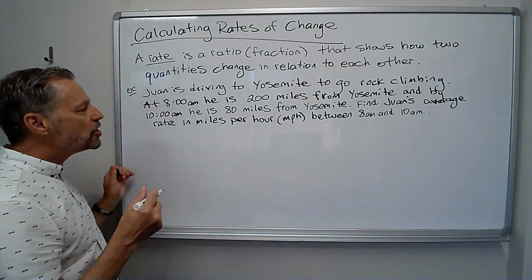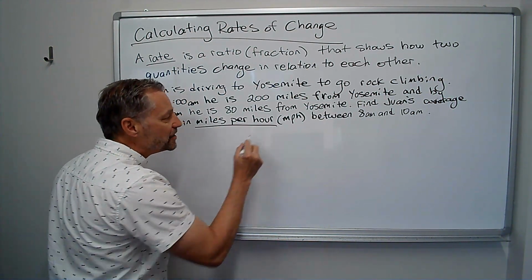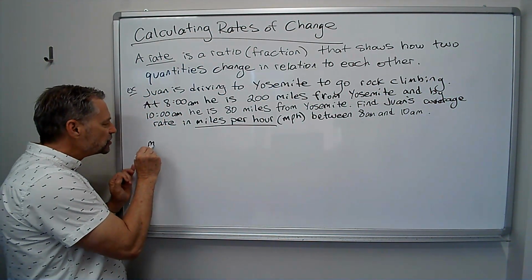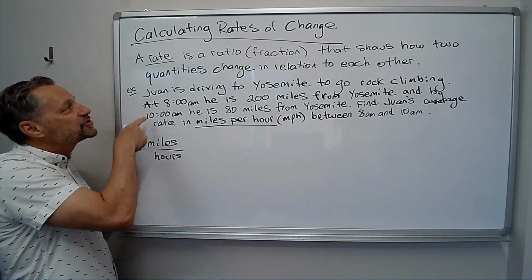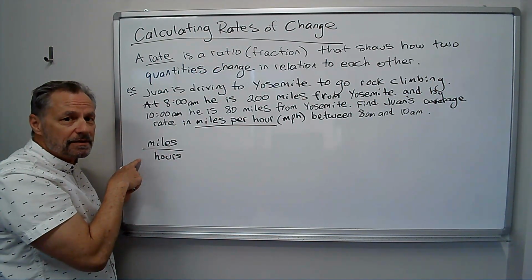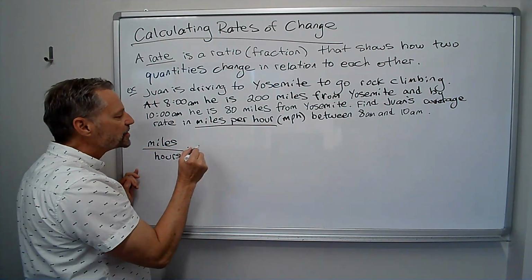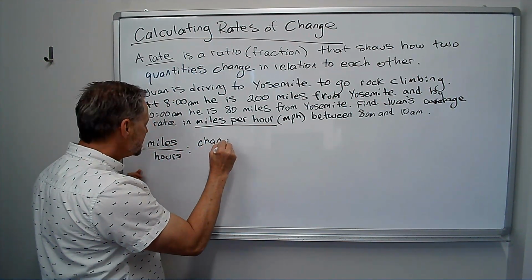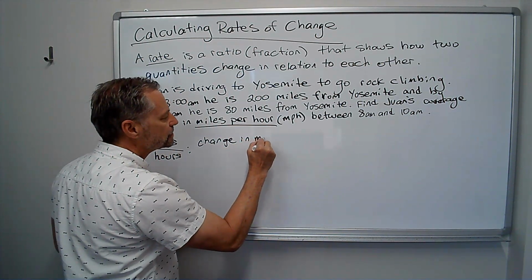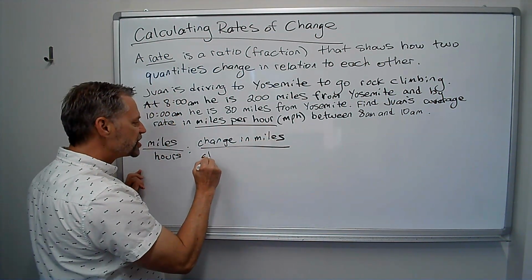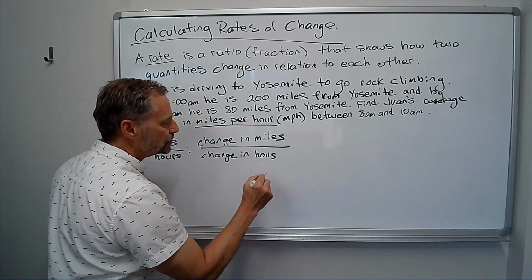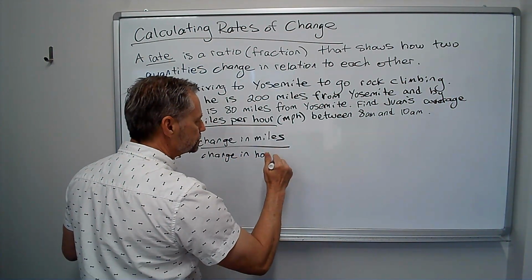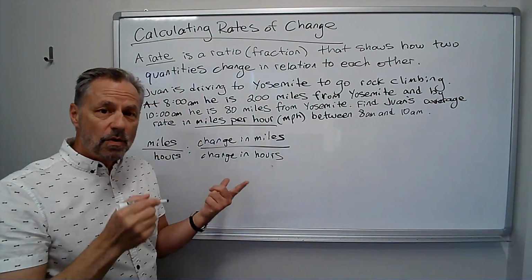Okay, so notice right here it says in miles per hour. So what we're looking at is miles over hours. That's the ratio or the fraction we're talking about. So on top, I want the change in miles over the change in hours. And so I just put in what I have.